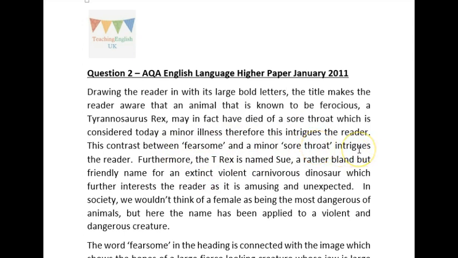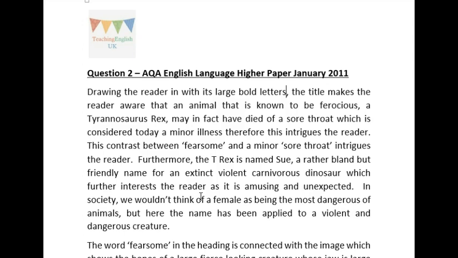Furthermore, we're using some discourse markers here. The T-Rex is named Sue. So this goes back to what we said earlier on about identifying words and explaining them. T-Rex is named Sue, a rather bland but friendly name for an extinct violent carnivorous dinosaur, which further interests the reader. We talk about the impact on the reader, as it is amusing and unexpected. So again, you need to explain the words used.